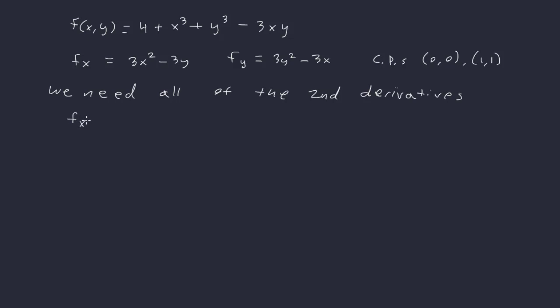Okay, so we'll just go through it. We need f sub xx, so we'll take the derivative of f sub x with respect to x. So we'll get 6x. We need f sub yy. Well, that will be 6y. Okay, and then we need f sub xy. All right, so f sub xy, you can either do the x derivative of f sub y or the y derivative of f sub x. Doesn't matter. Either way you go, you should get -3.